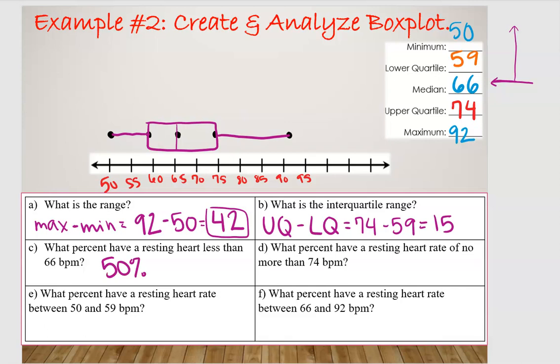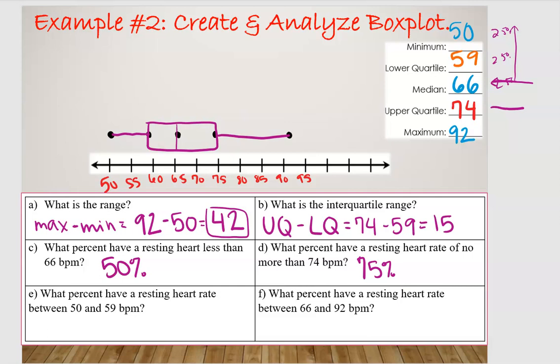What percent of the data have a resting heart rate no more than 74? So no more than 74, my absolute limit is at 74. So what percent of our data is below that? Well, we have this 25%, this 25%, and this 25%. So 75% of my data has a resting heart rate of no more than 74 BPM.